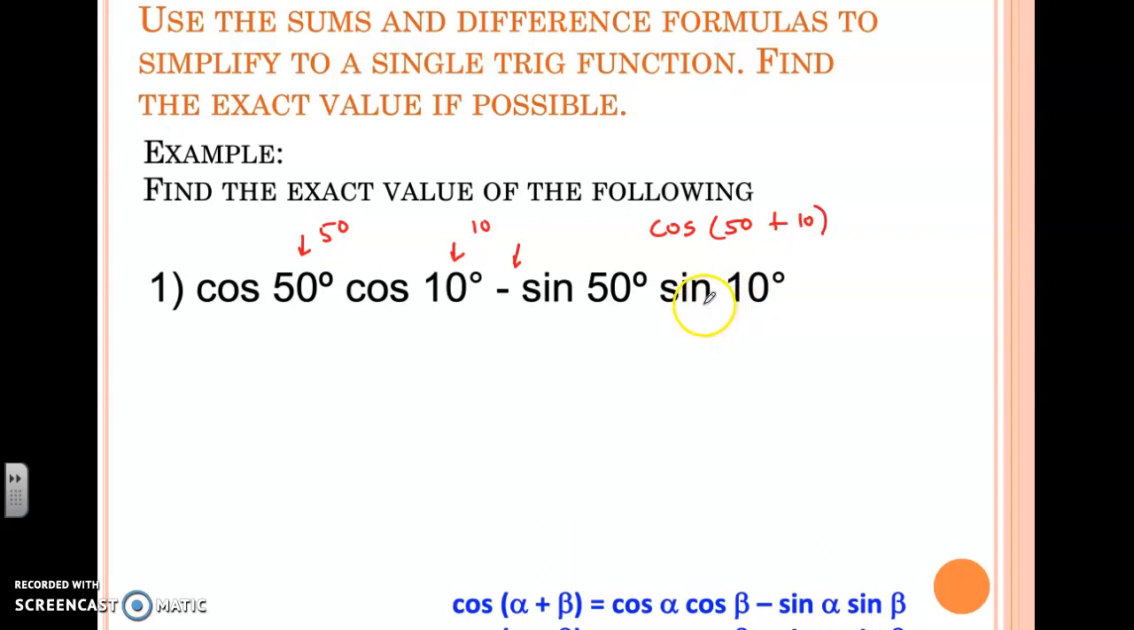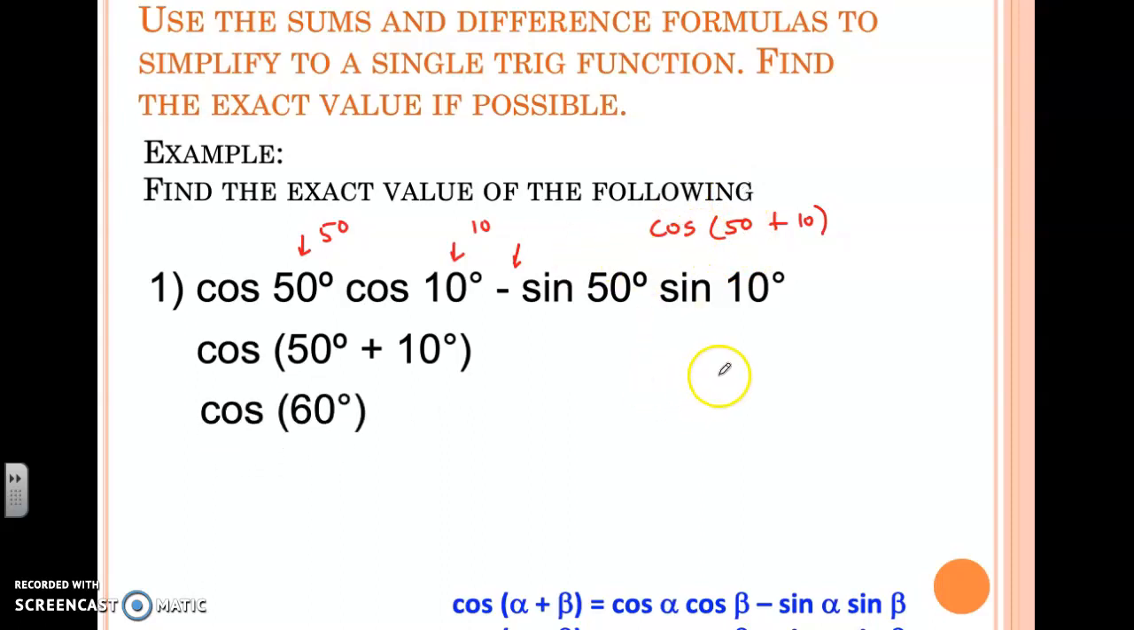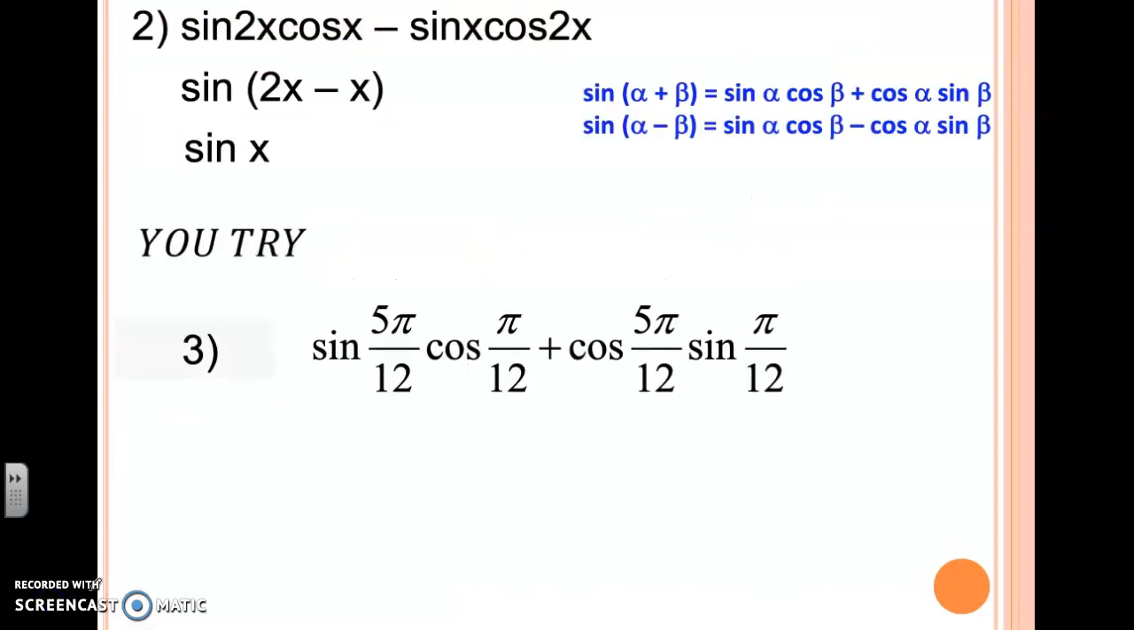So the idea is to identify the angles, and to identify what function it is and whether it's a sum or a difference. Again, the cosine will have cosine, cosine at the beginning, and then the sine will be the opposite. If you have a minus in between in the identity, then it will be a sum here. And here I have cosine of 50 plus 10, which is 60. Cosine of 60, we go back to our triangle or to a unit circle, gives me 1/2. That's the idea: condense and find the answer. Let's do one more.